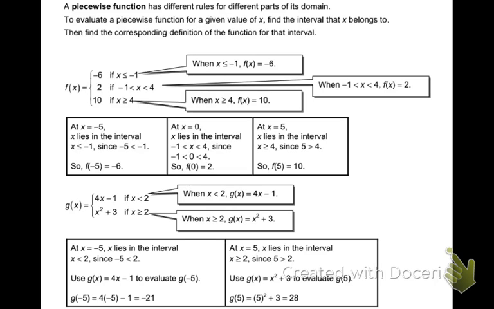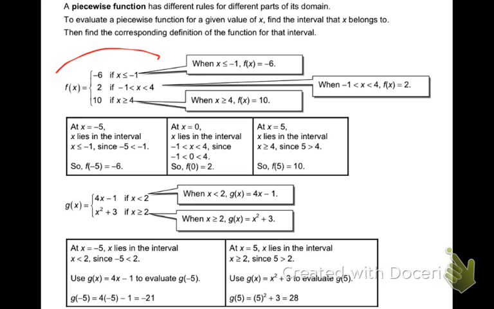Basically, I think of a piecewise function as a function that's broken up into pieces. So there are different pieces to it. To evaluate a piecewise function for a given value of x, find the interval that x belongs to. Then find the corresponding definition of the function for that interval.